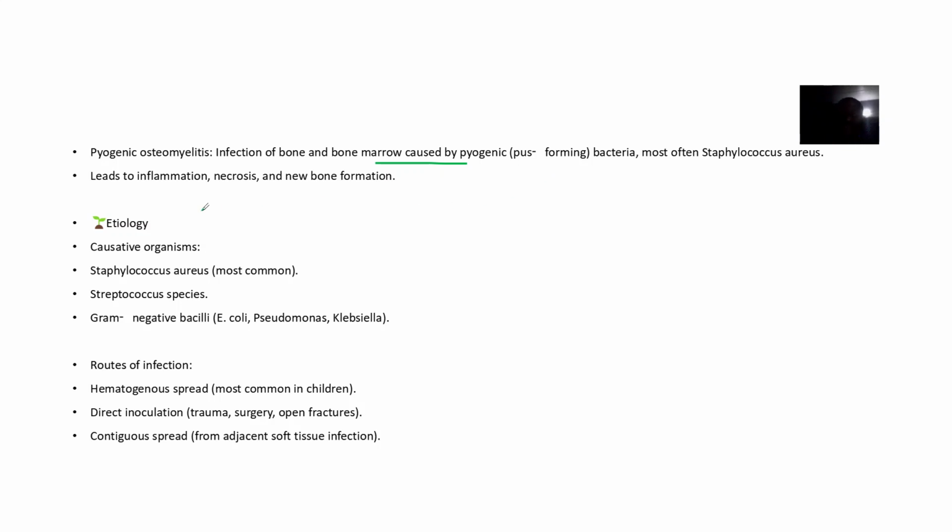So it will start with inflammation, the bone cells will start dying, then you start forming pus. Then you see that the bone is also trying to retaliate by forming new bone. So mostly it's caused by Staphylococcus aureus, Streptococci species, then Escherichia coli, Pseudomonas, Klebsiella. So they usually get to you through blood, through direct inoculation, contiguous spread.